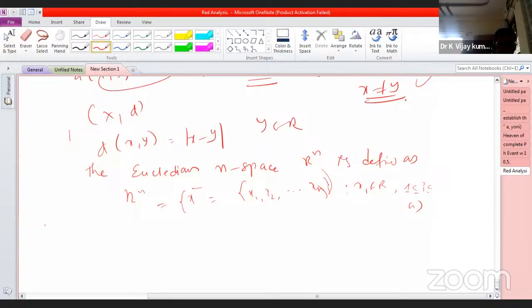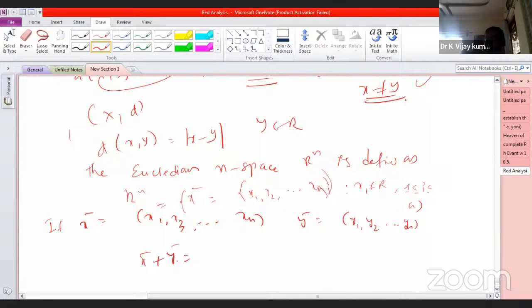So we can write, if x bar is equal to x1, x2, and so on, xn, and y bar is equal to y1, y2, and so on, yn, we define what we have to write. Tell me, anyone, x bar plus y bar, what we have to write?